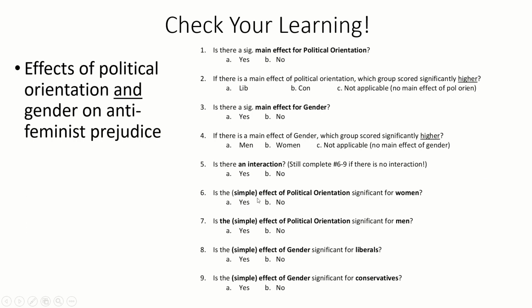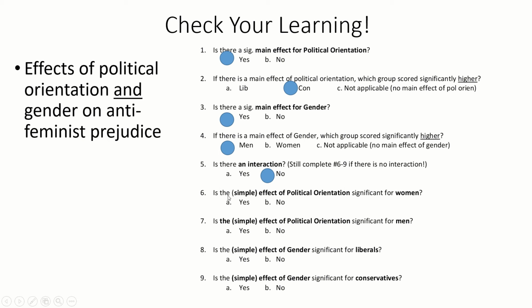So we can fill out 1 through 6 here. Is there a significant main effect of political orientation? Yes. Conservatives scored significantly higher on anti-feminist prejudice. There was a significant main effect of gender, with men scoring significantly higher on anti-feminist prejudice. And there was no significant interaction.